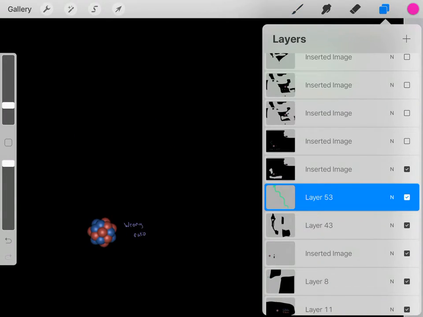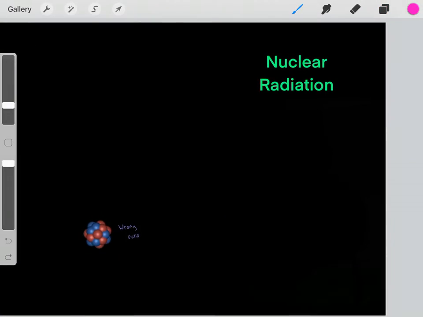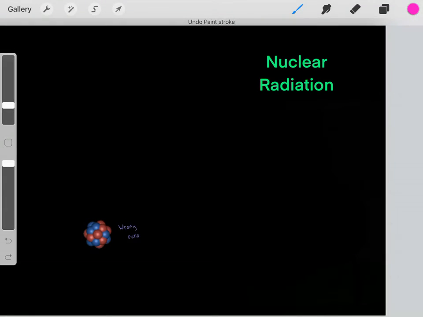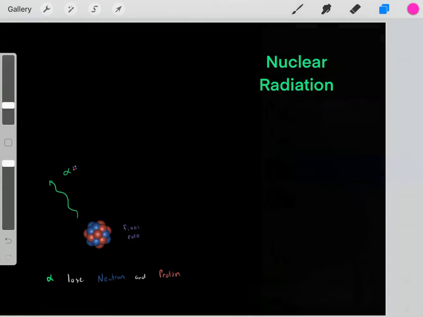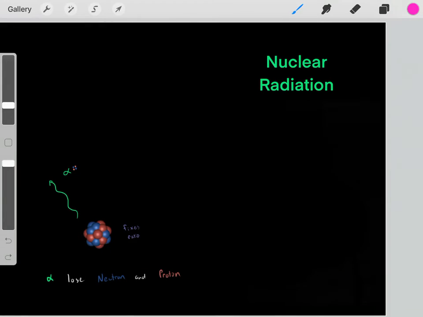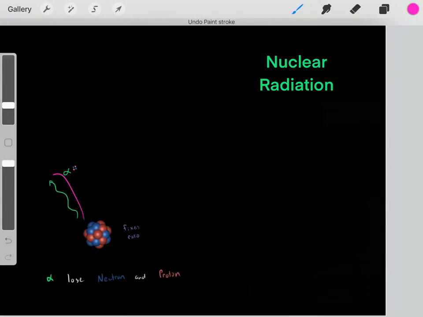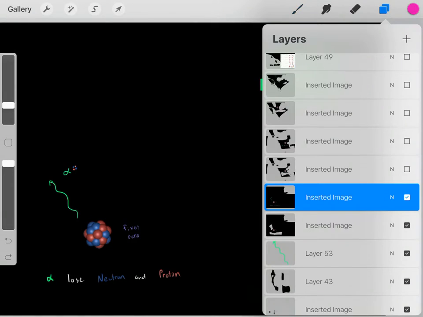For example, let's say we have this atom, and let's say this atom has the wrong ratio of protons to neutrons. It can release an alpha particle, which is a type of nuclear radiation. And when we release these alpha particles, this alpha particle takes with it some neutrons and protons. So therefore we emit these neutrons and protons, so this ratio will change and it'll fix into a more stable ratio.